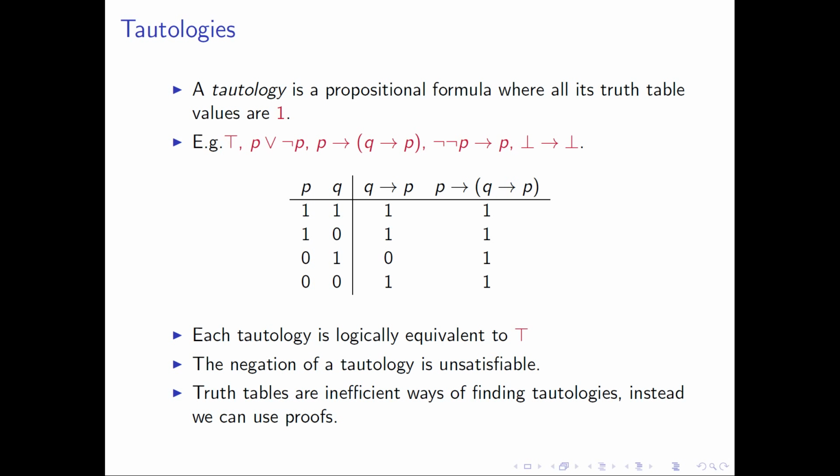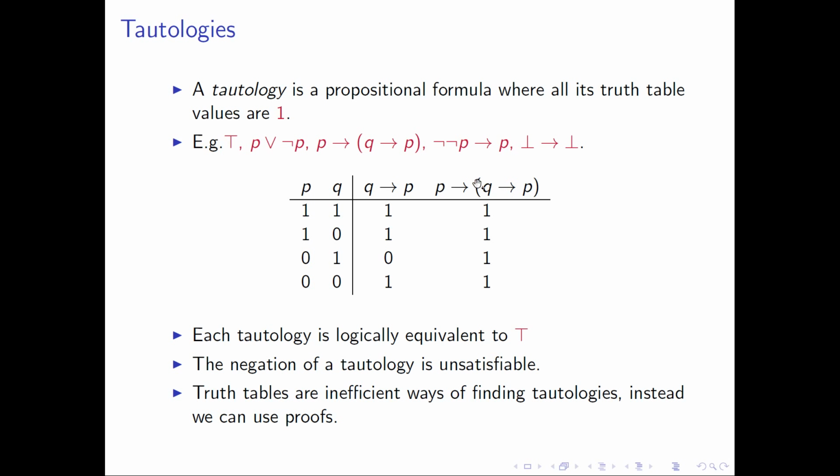Here's an example of this one here: P implies Q implies P. Q implies P is true, except for when we've got 0 for P and 1 for Q. Then P implies Q implies P is true in all of these cases because the right-hand side is true, and in this one, because the left-hand side is false, this is also true. So this turns out to be a tautology.